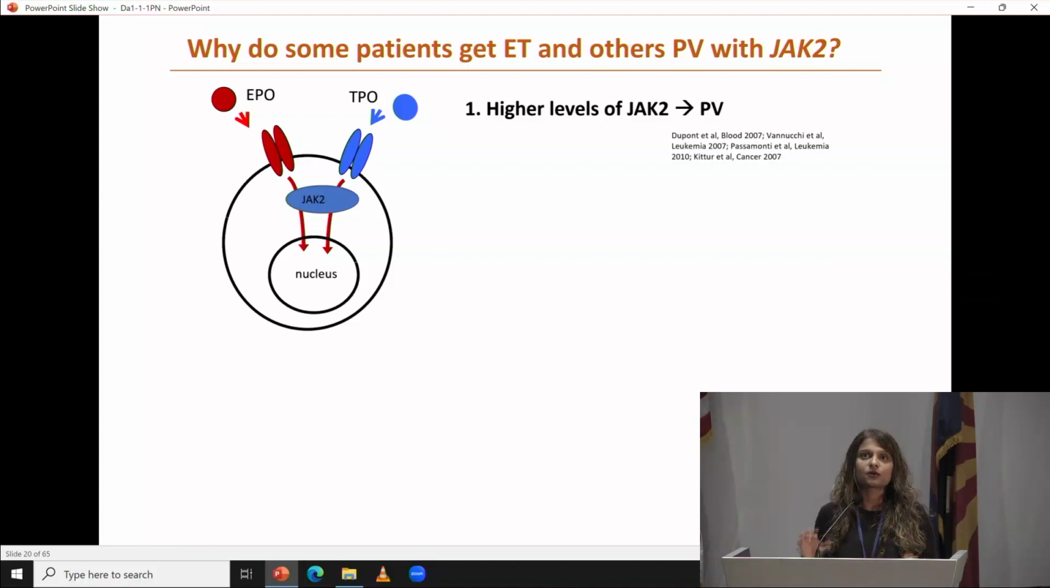So I've already talked about the different mutations. Depending on what mutation is present, you get a slightly different flavor. But even within the same mutation, it can cause different things. So we know that a higher level of Jack2, so if you have more cells that have the mutation in Jack2, you're more likely to go towards a polycythemia vera type phenotype.